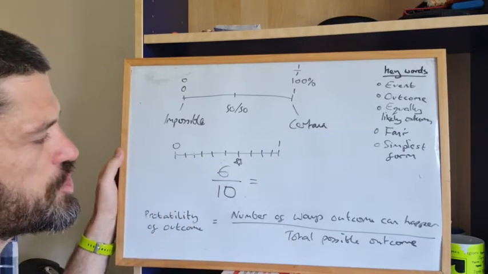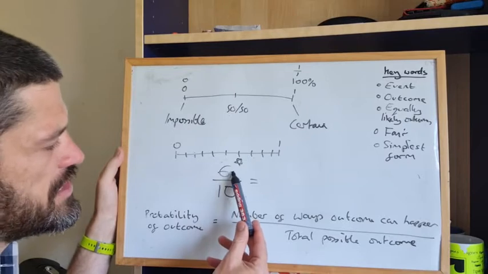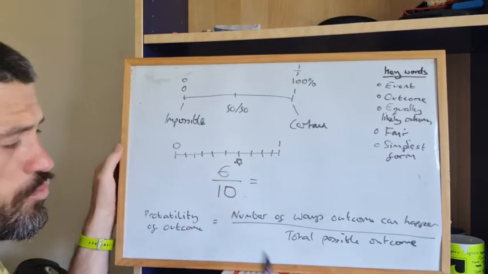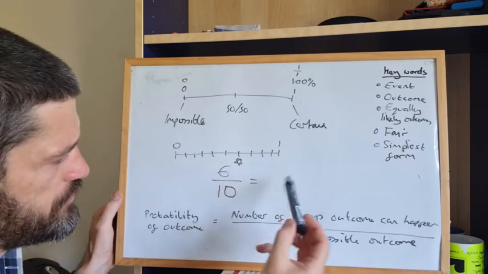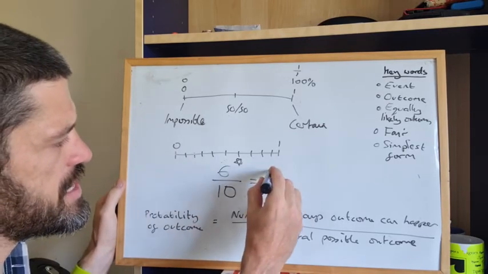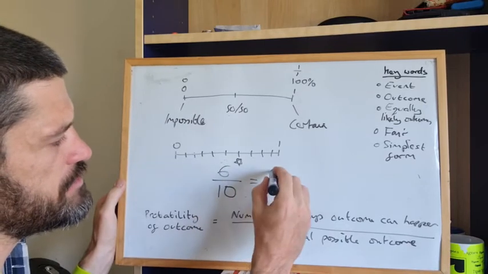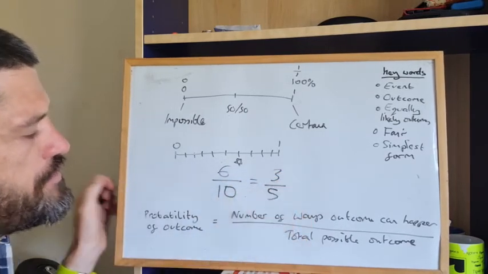So what you're looking for is a common factor. What number goes into 6 that also goes into 10, other than 1? Because if we divide by 1, it doesn't really help. So 6/10 is the same as, if we divide the numerator and denominator by 2, 3/5.